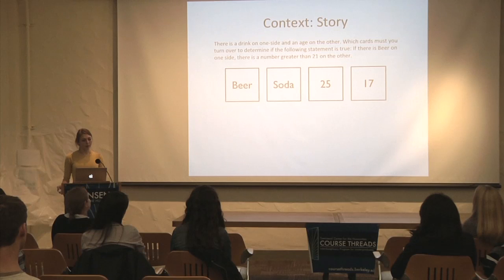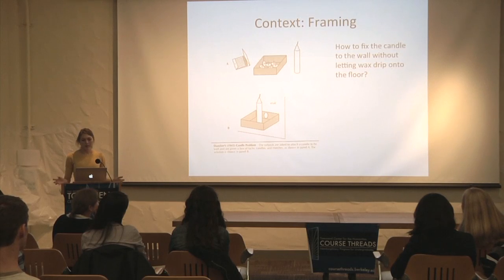So if you tell people there's a drink on one side and an age on the other, what cards do you need to turn over to tell if everyone who's drinking beer is 21 or older, they're great at it. So this context makes it much more relatable and much more concrete to everyone involved. Another similar example is the Duncker candle problem. And this has to do with the way that people frame the problem.